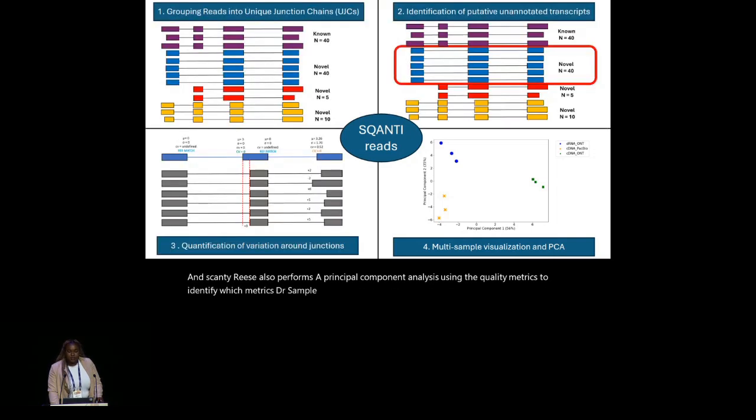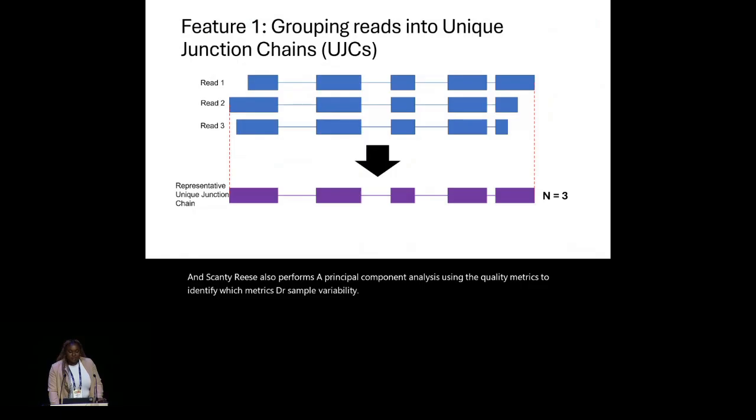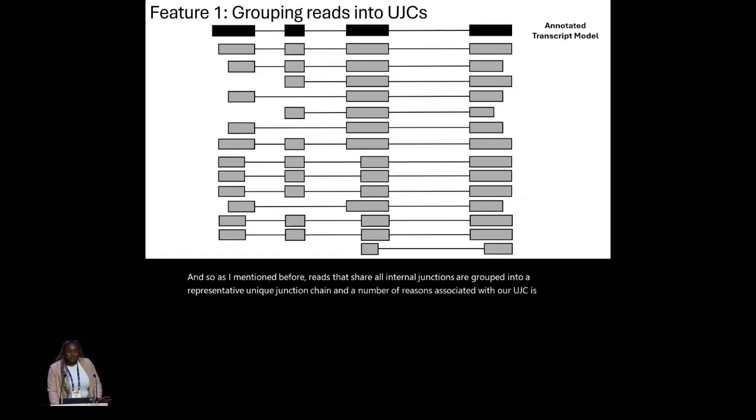As I mentioned before, reads that share all internal junctions are grouped into a representative unique junction chain, and the number of reads associated with that UJC is recorded. Here I'm showing an example of a set of reads mapped to a gene, which is shown in gray, and the corresponding annotated transcript in that gene, which is shown in black.